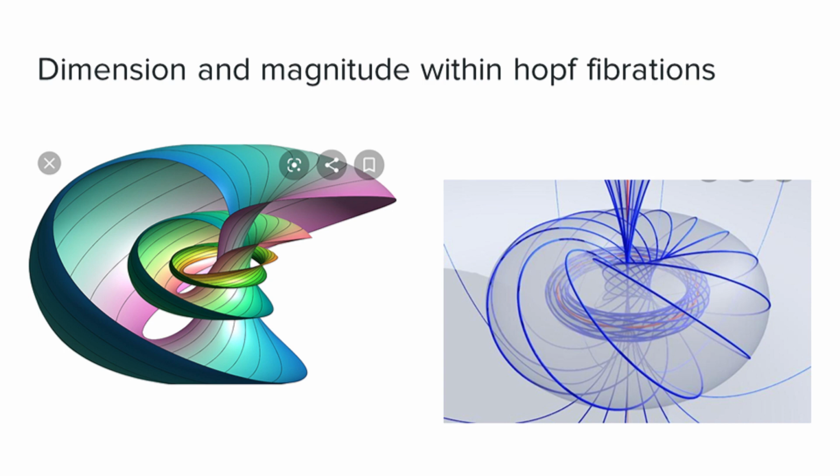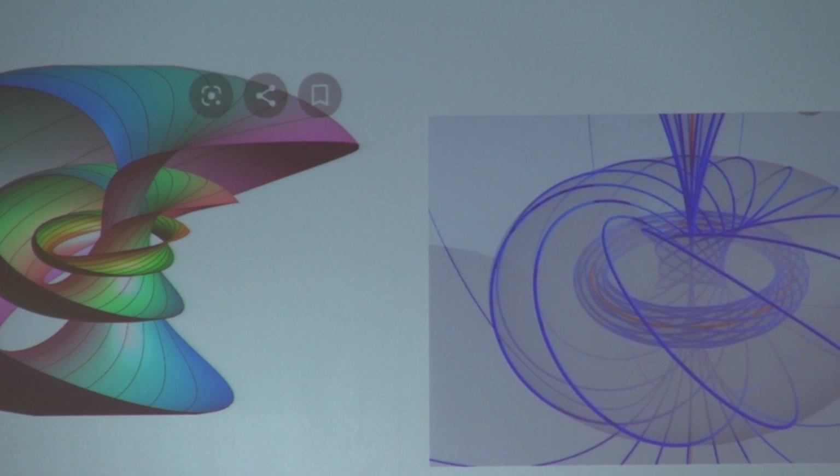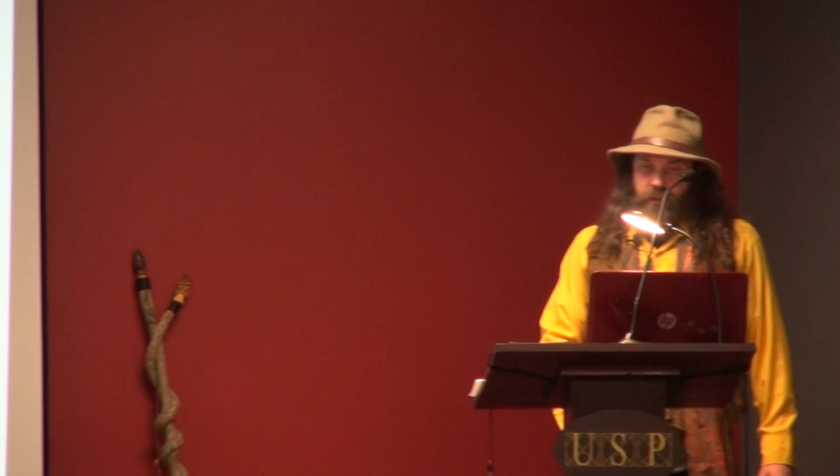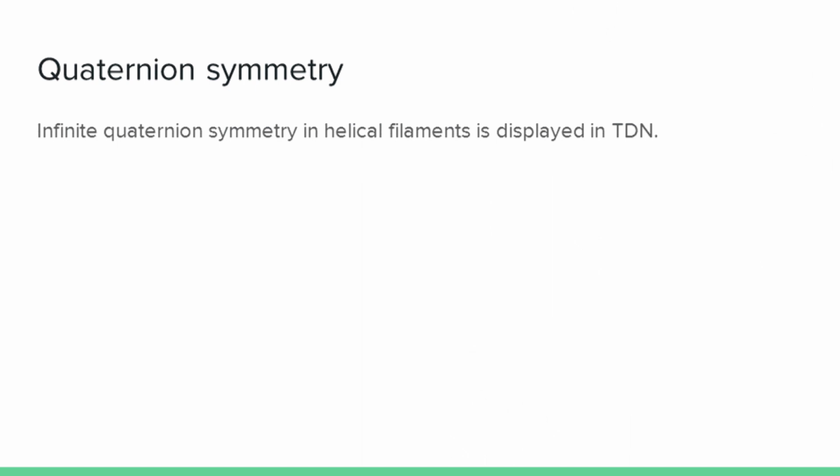Dimension and magnitude within the Hopf vibrations. All dimension is one hop out. You have one dimension nested, then another dimension nested, then the other dimension nested. That's all dimension is. It's super simple, and that's all magnitude is. That's everything you want to know about magnitude and dimensions, and they have to harmonically nest inside of each other. There's no other way they can nest. It's all quaternion symmetry. Infinite quaternion symmetry is in the helical filaments displayed in the Dougherty network.